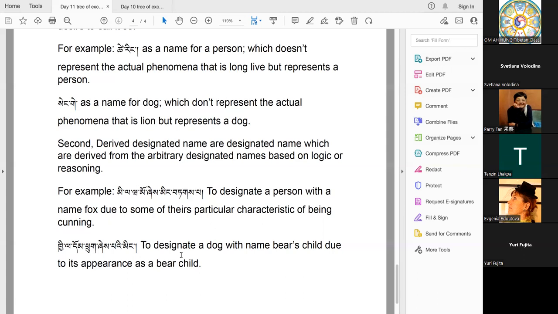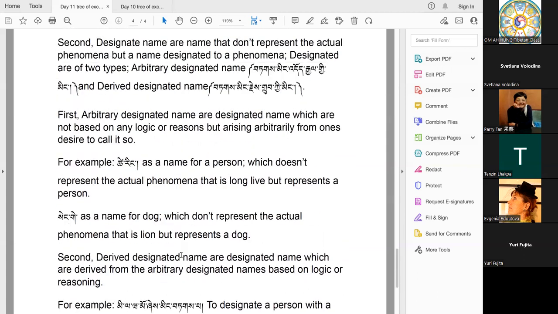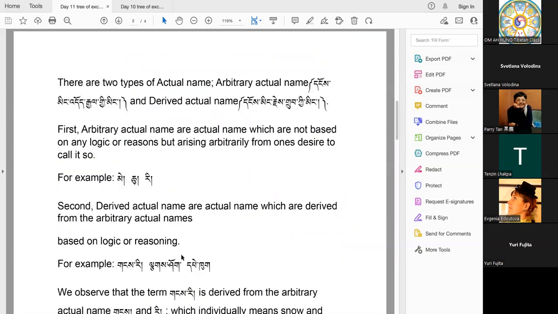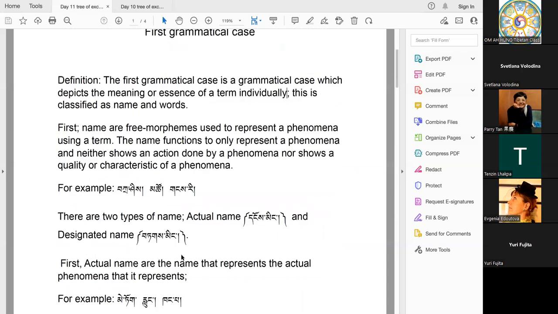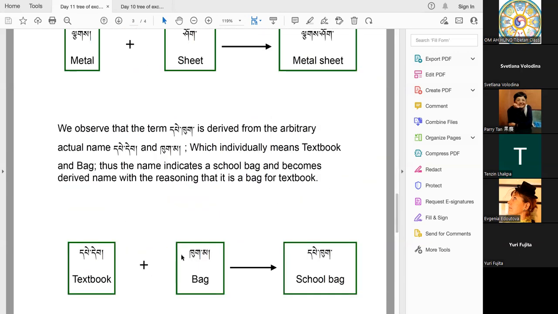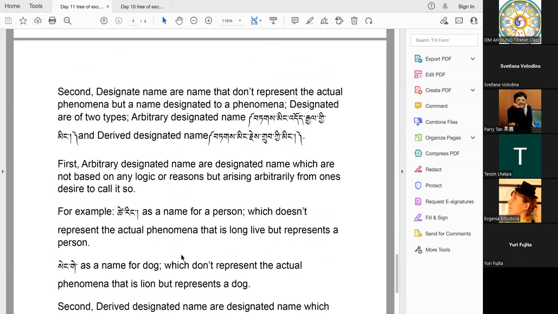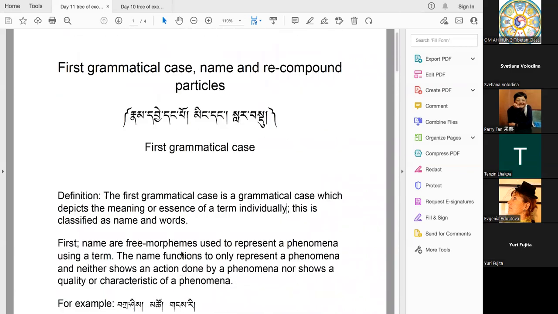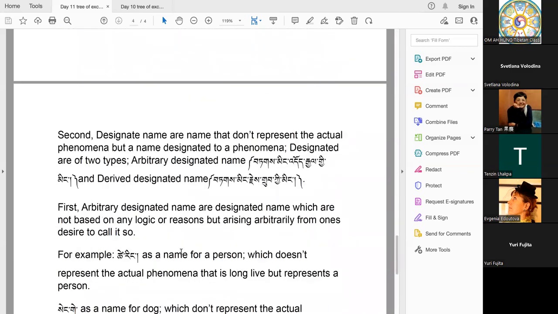So this is the concept of name, but I think we should still revise it one more time later. So yes, this is today's lesson.